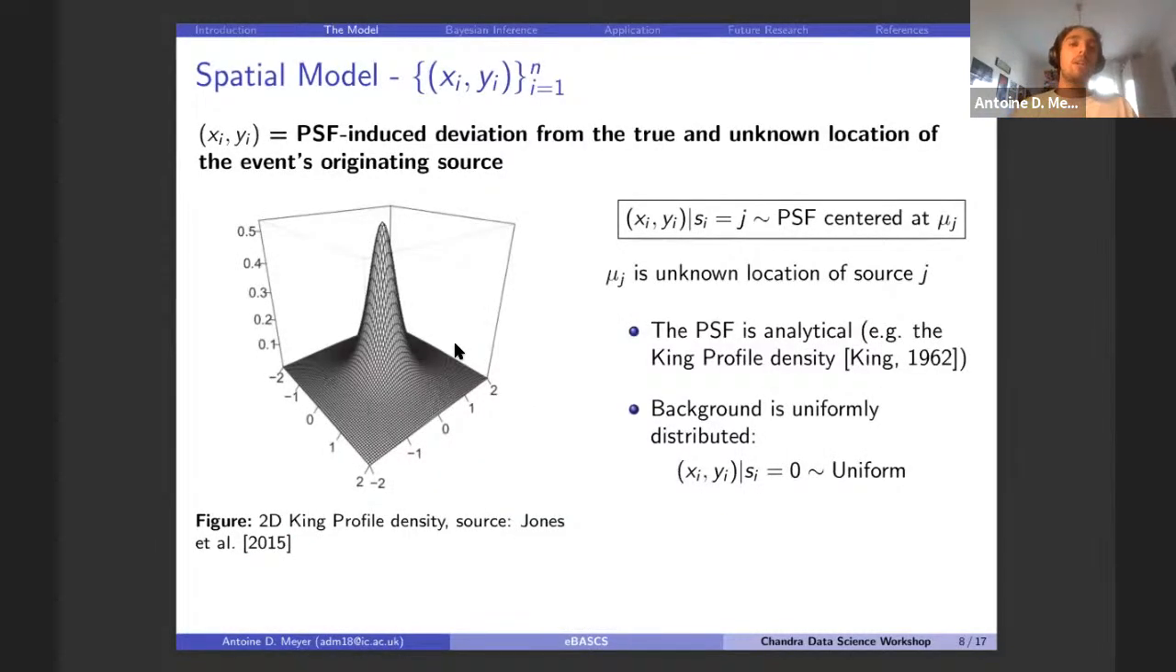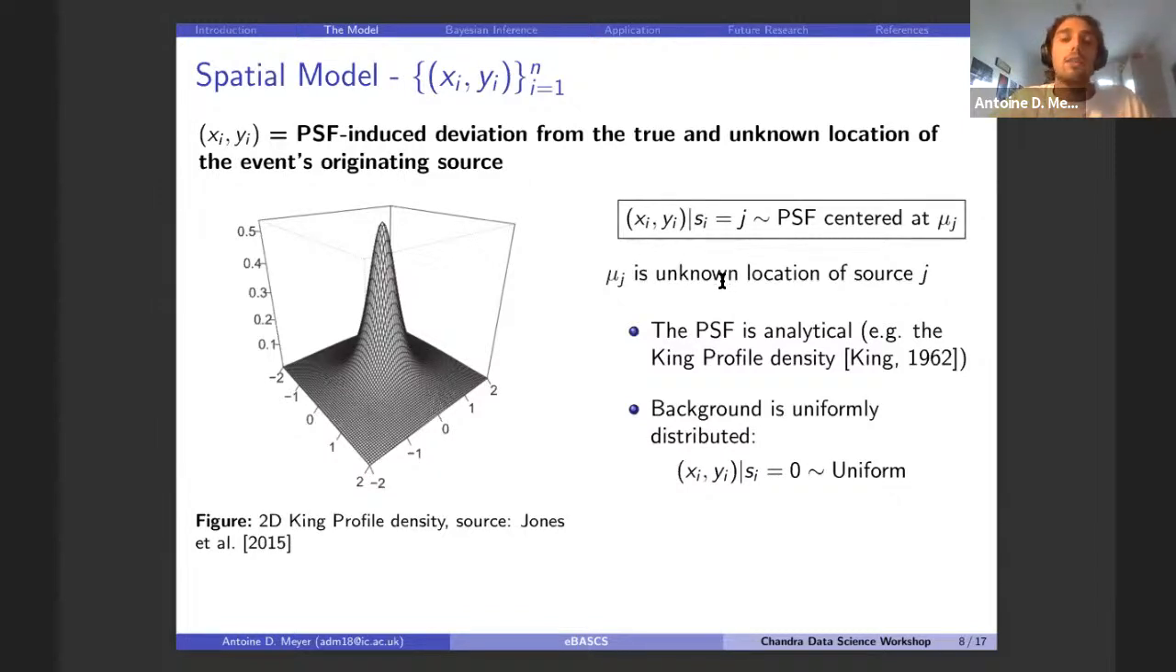So starting with the spatial data, as we said before, the recorded detector coordinates for a photon are a deviation from the true and unknown location of the event's originating source. And this deviation is induced by the PSF, which is a detector and telescope specific distribution centered at this unknown location that we denote mu j. So this yields the following distribution that I wrote here in the box.